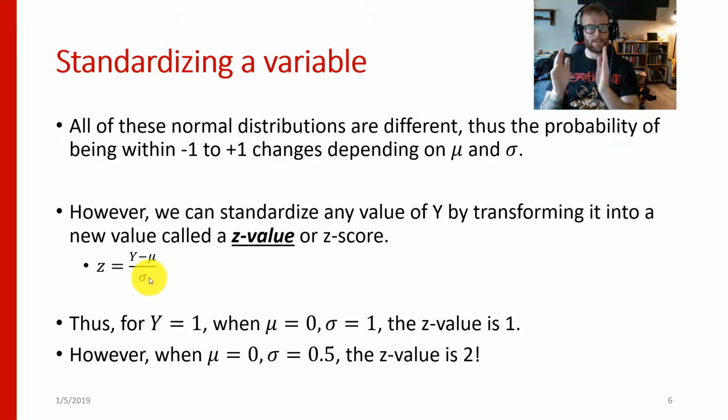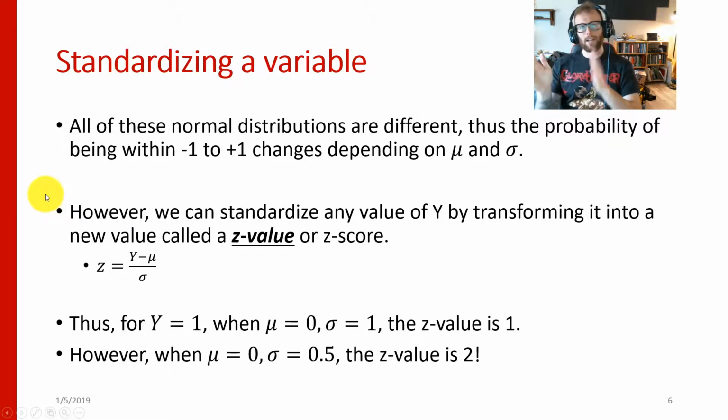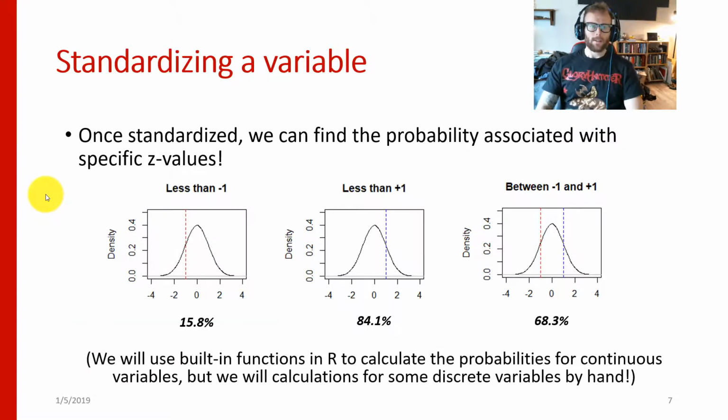So we can create z-scores which basically normalize our values to the standard deviation. So the z-score tells us if something is to the left or the right of the mean in units of standard deviation. And from there, we can use the normal distribution density function to actually find the probability associated with any of those values. So once standardized, we can find the probability associated with any specific z value, right?